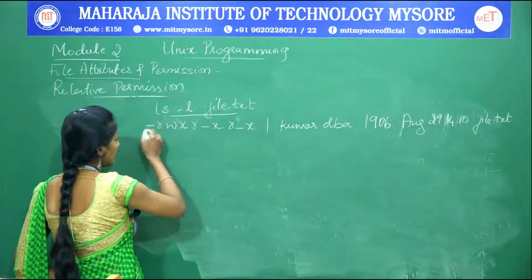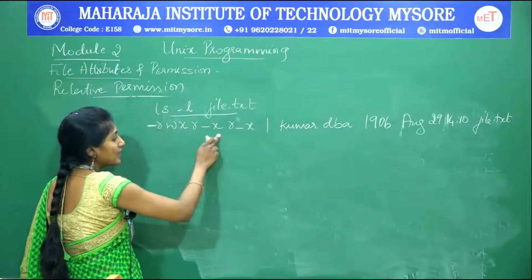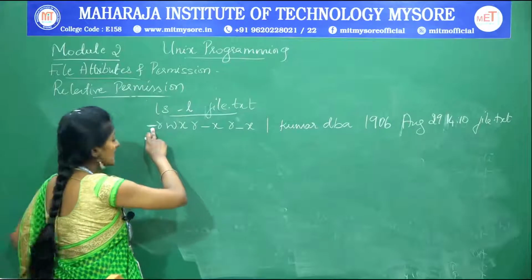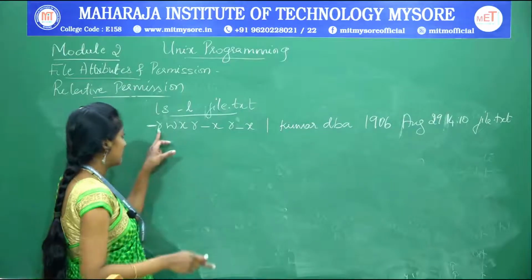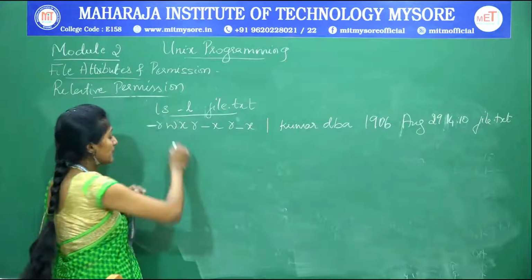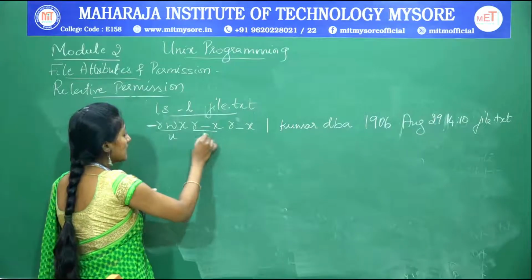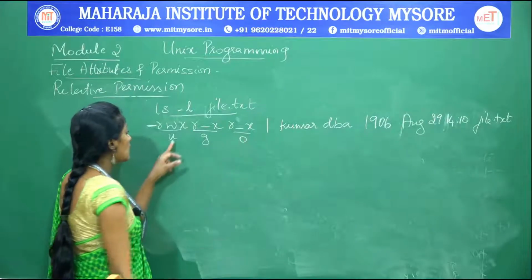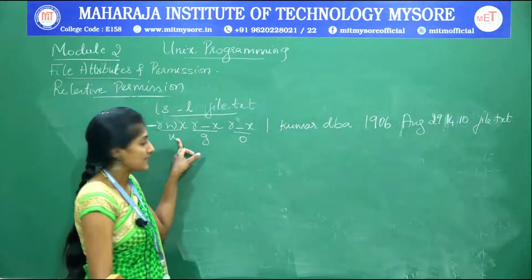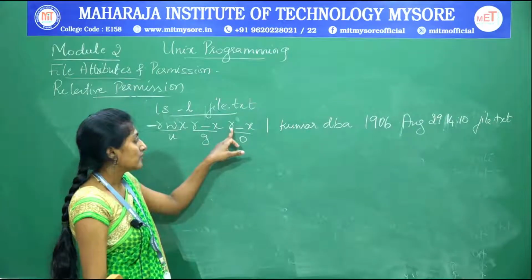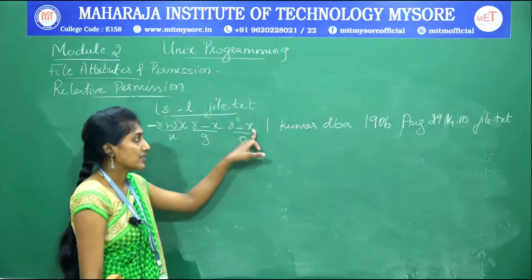So this is an ordinary file. The first column represents the file type and its permission. Since it is an ordinary file, it is represented with a hyphen. Next, the first 3 bits represent user, next group, and then others. For user, all 3 permissions have been assigned. For group, read and execute. For others, read and execute.